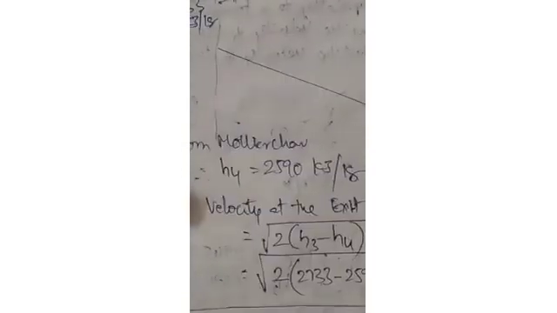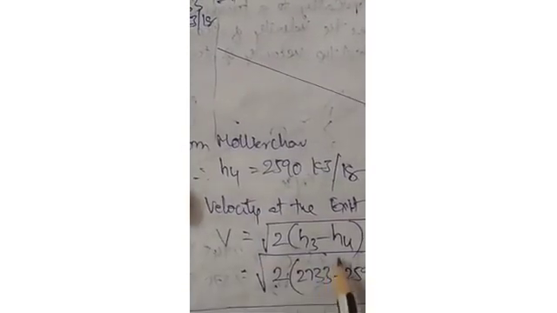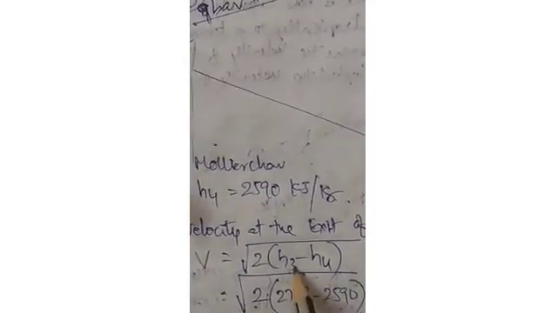called V is equal to under root of 2 into (H3 minus H4). Here H3 we have already found out. H4 is nothing but the exit of the nozzle. So first of all, let us define the nozzle here. The nozzle is getting the steam from the adiabatic mixing, which is nothing but point number 3. Now at the exit of the nozzle, we'll have point number 4. When the steam is leaving this nozzle, we must find the velocity.